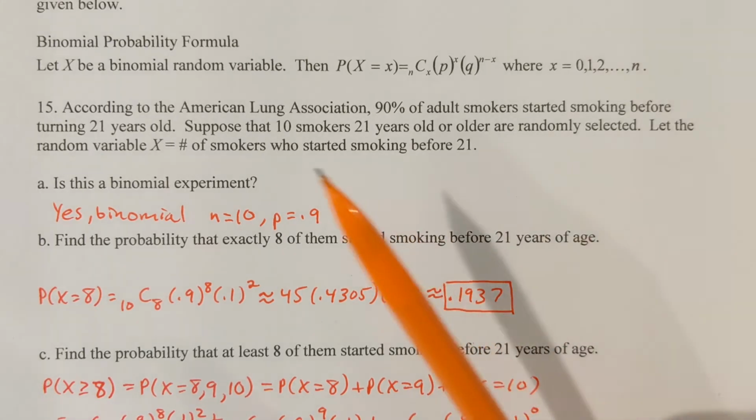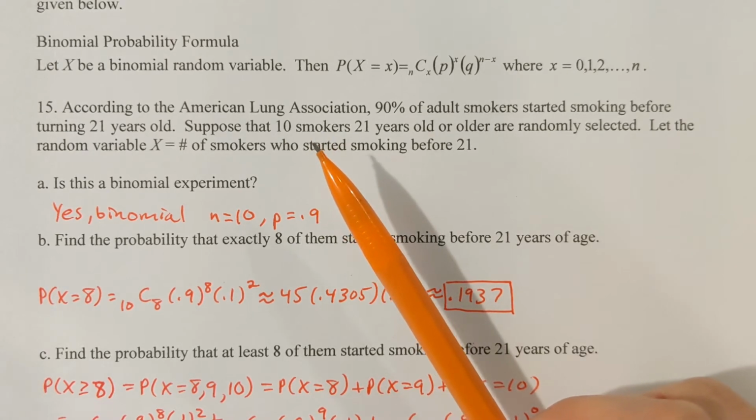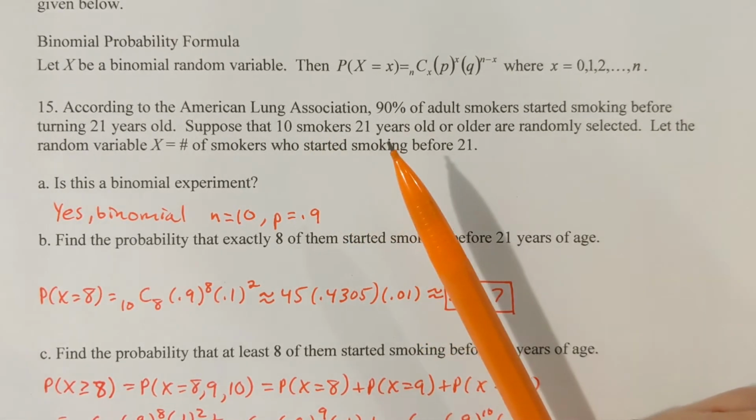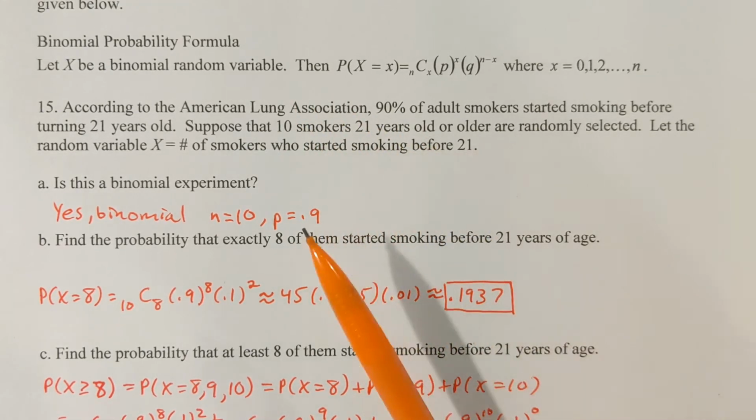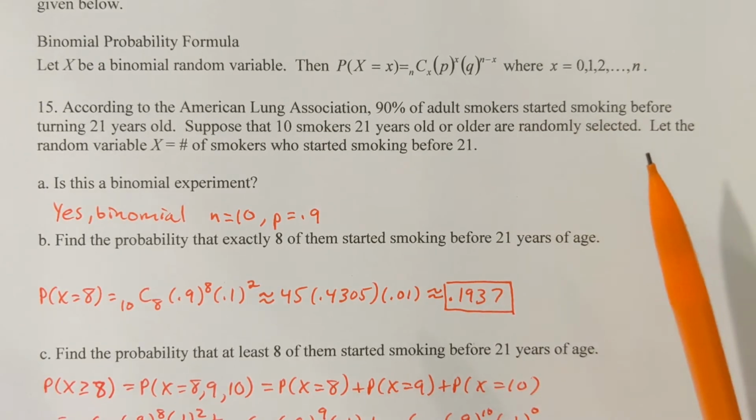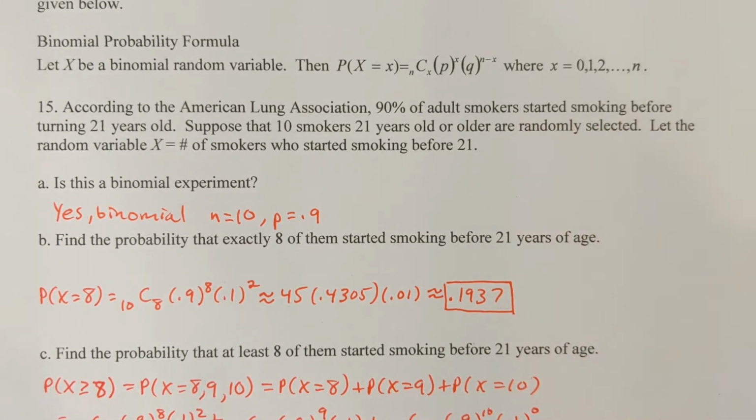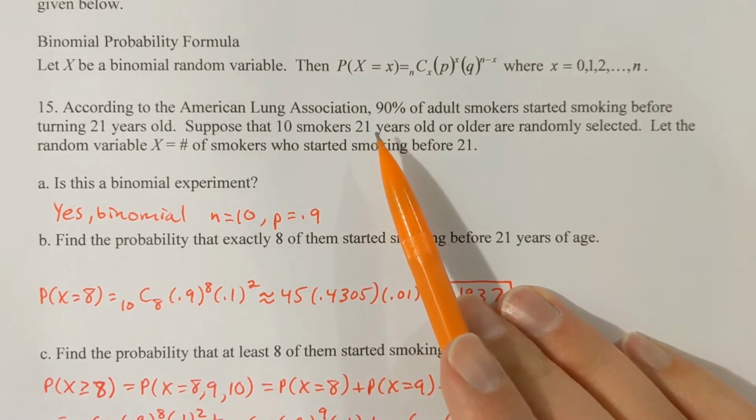n is 10. And you've got independent events. Just because one person started smoking before 21, that has no effect on when another person started smoking. We've got all smokers in this group here. When they started has no effect on when another person started. There are only 2 outcomes: either they started before 21 or not.